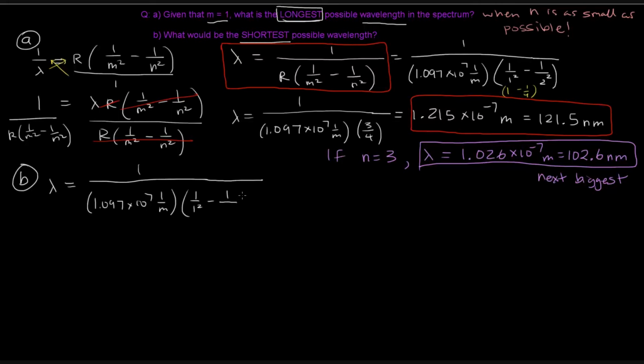Now, the question is what to put in for n. Well, we want the shortest possible wavelength. In the previous example, where we had the longest possible wavelength, we had to make n as small as possible, just keeping in mind that n had to be bigger than m. So we just picked the smallest integer that's bigger than 1, which was 2. But now, we want the shortest possible wavelength, so we want n to be as big as possible. So n as big as possible for part B.